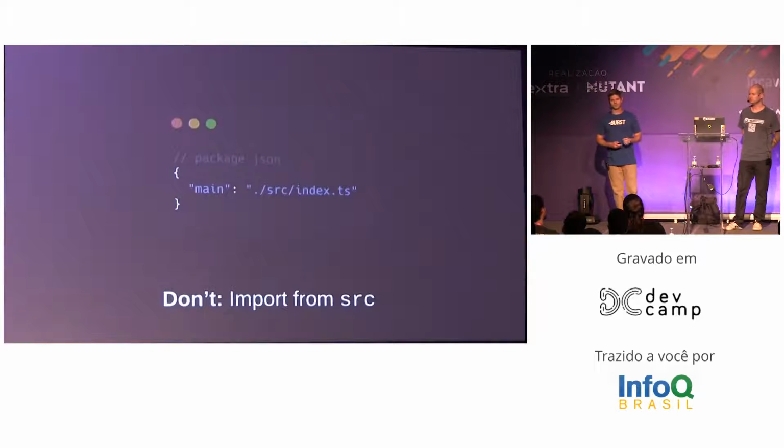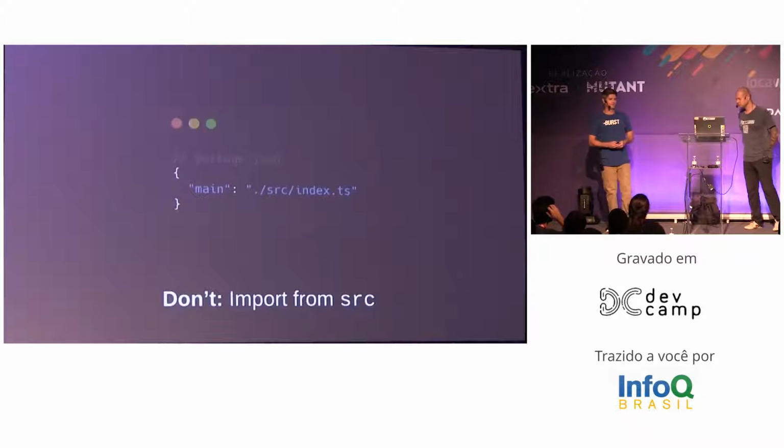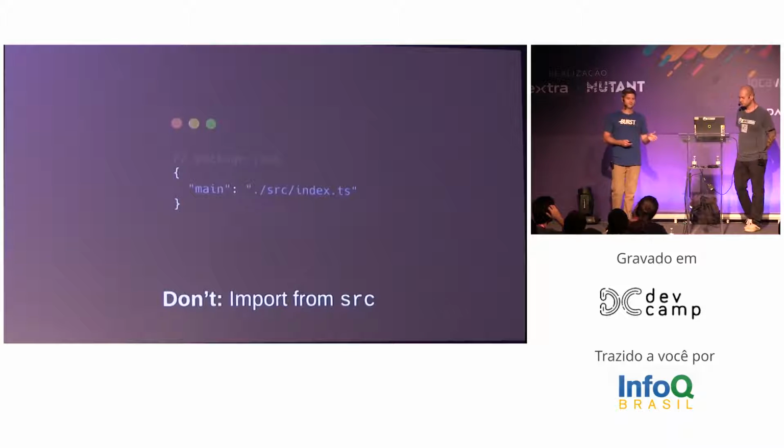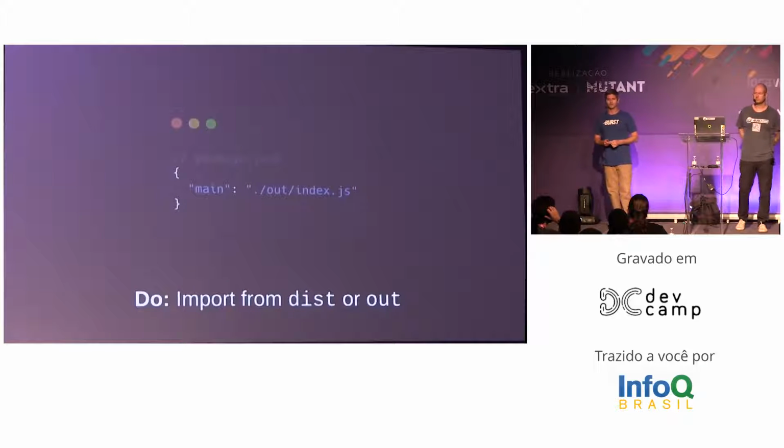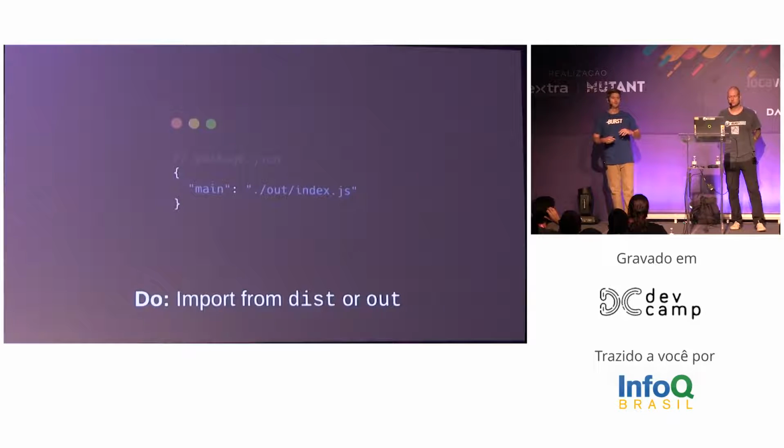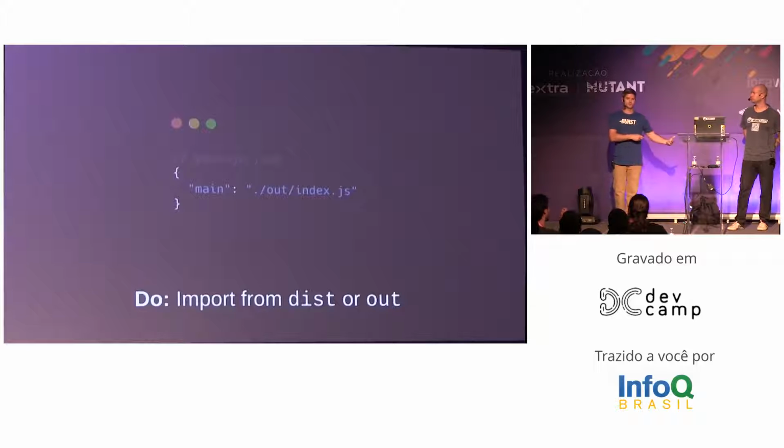Don't import from source. If you're developing a package, it can be tempting to import your files from source. This is package.json. The reason you don't want to do this is because this isn't what your end users are going to be using. Even though you have a monorepo and you can import from source, you shouldn't, because that's not what your end users are going to be using. Instead, you should import from the dist folder or the out folder, wherever you're placing your compiled assets. That's where you want your main file to be served to your end users.